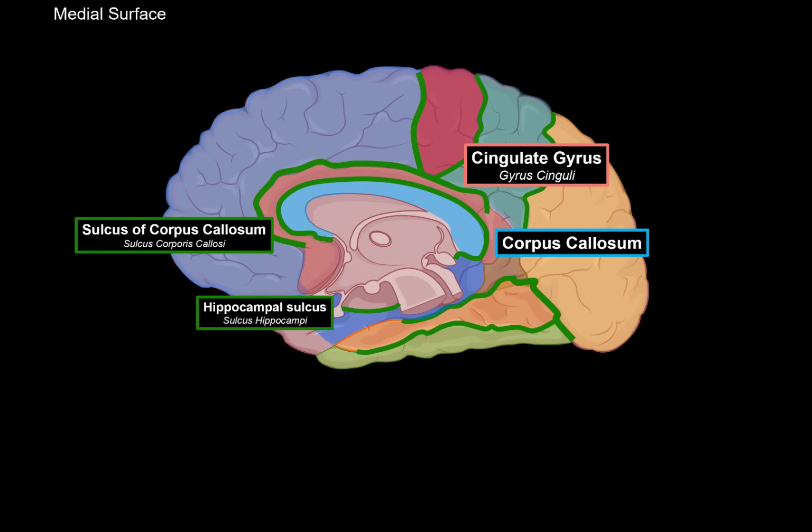Now, another sulcus we can find is the hippocampal sulcus, and that is a sulcus that divides the parahippocampal gyrus from the dentate gyrus. The dentate gyrus is a part of the hippocampus, which we will talk about in the next video, and it contributes to forming new memory.